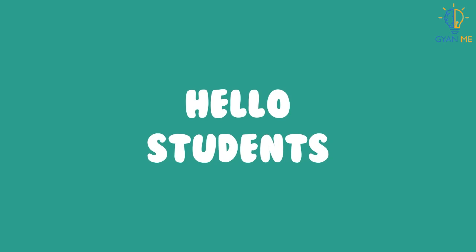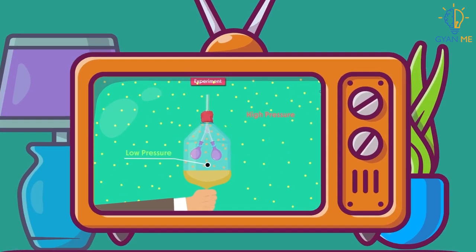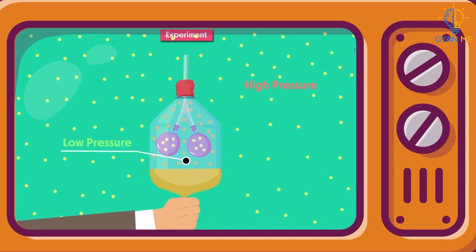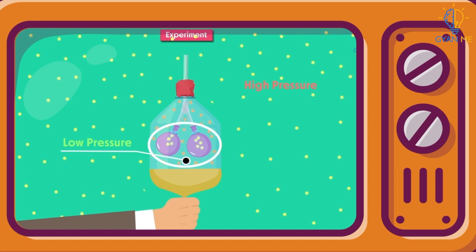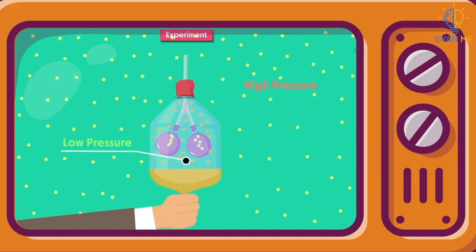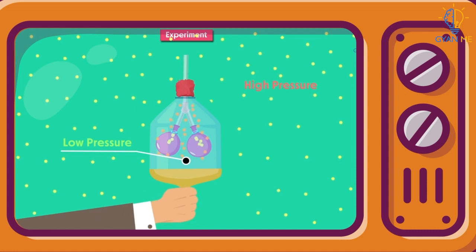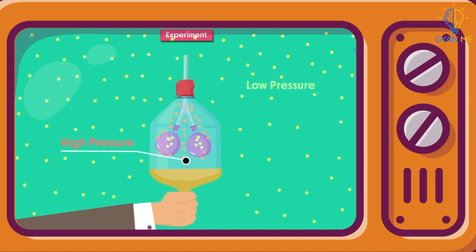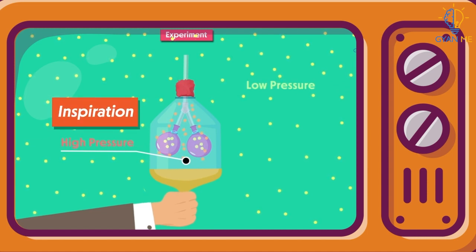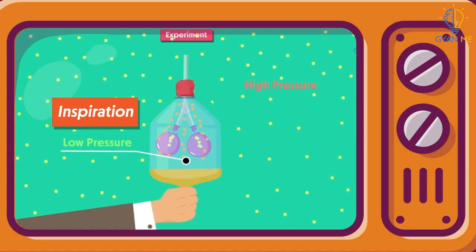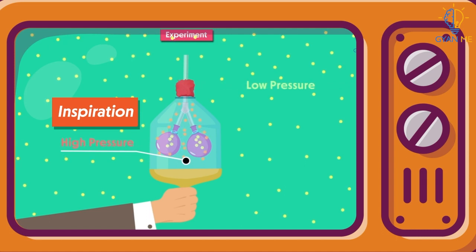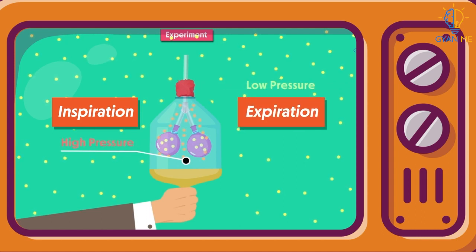Hello students! So students, from our previous video, we understood that respiration works on the principle of difference in air pressure. And we also learned that when air pressure is high outside and low inside, air rushes inside the lungs. And this is called as inspiration. And when air pressure is low outside and high inside, air rushes out from the lungs. And this is called as expiration.